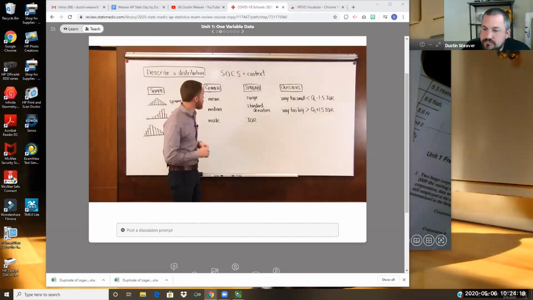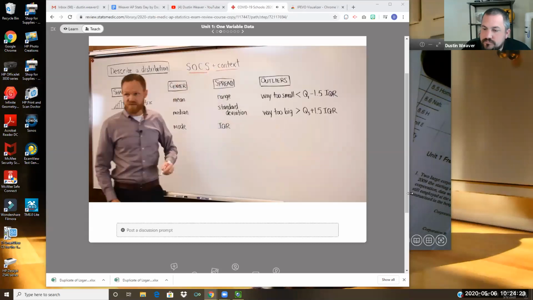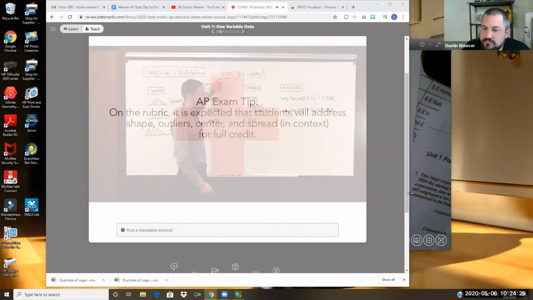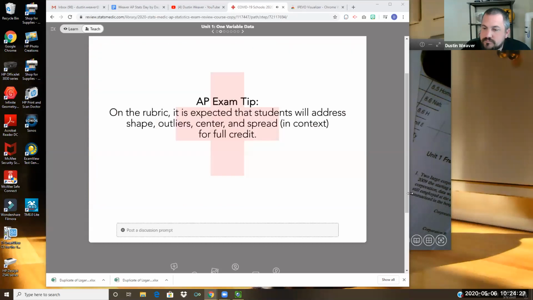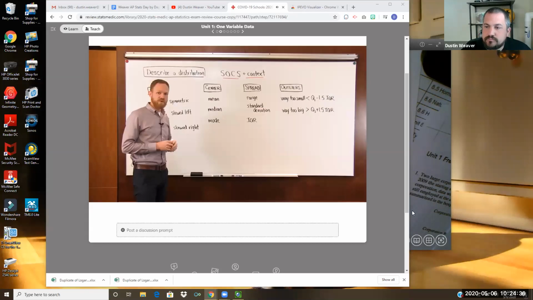The rubrics have been very clear over the years that the things that need to be included can be remembered using SOCS, where we're talking about shape, outlier, center, and spread, and then you also have to include some context in your response. So let's take a look at each one of these individually and see what choices you have as far as describing these four categories.